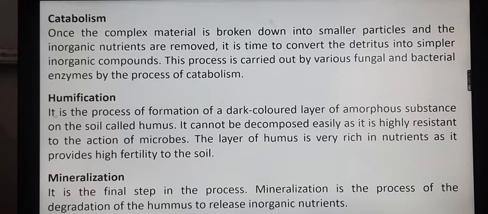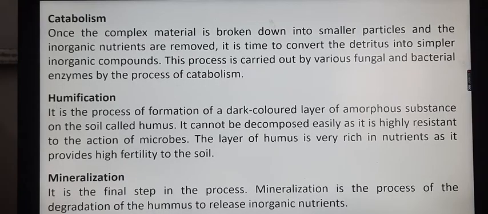Then humification. It is a process of formation of a dark colored layer of amorphous substance on the soil called humus. So after the catabolism, the organic matter gets converted into a dark colored substance and this is called humus, and this conversion of the detritus into humus is called humification. It cannot be decomposed easily as it is highly resistant to the action of microbes. So the layer of humus is very rich in nutrients as it provides high fertility to the soil as it contains a large amount of inorganic nutrients.